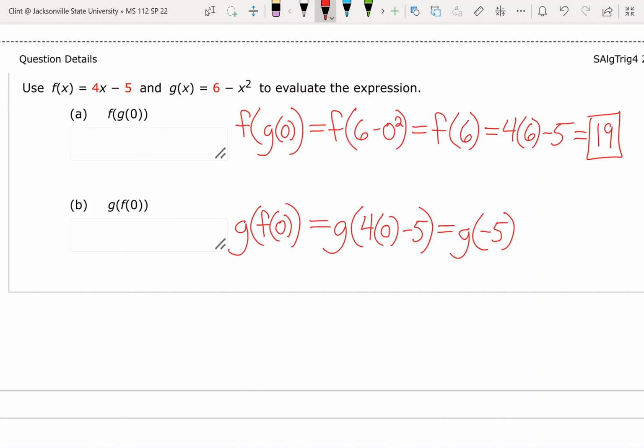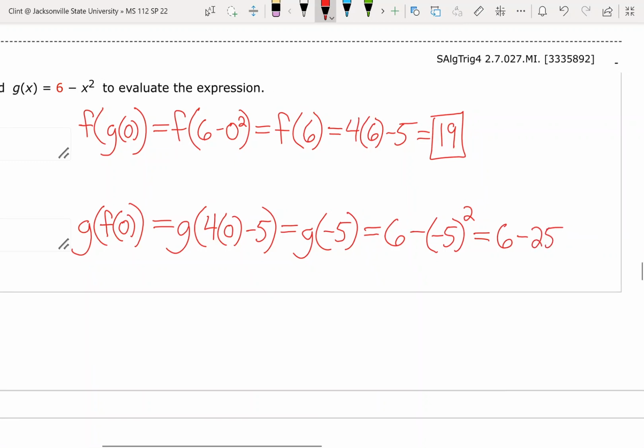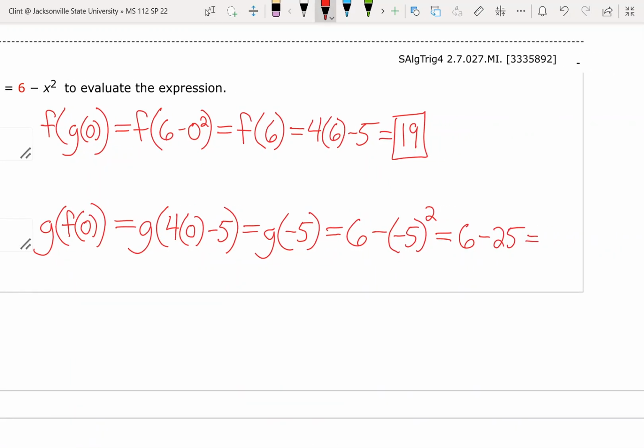So then we take the negative 5. We're going to put it in for x in g. So we'll have 6 minus negative 5 squared. This one's a little tricky with the signs. So negative 5 squared is 25. So we got 6 minus 25. So there we get negative 19.